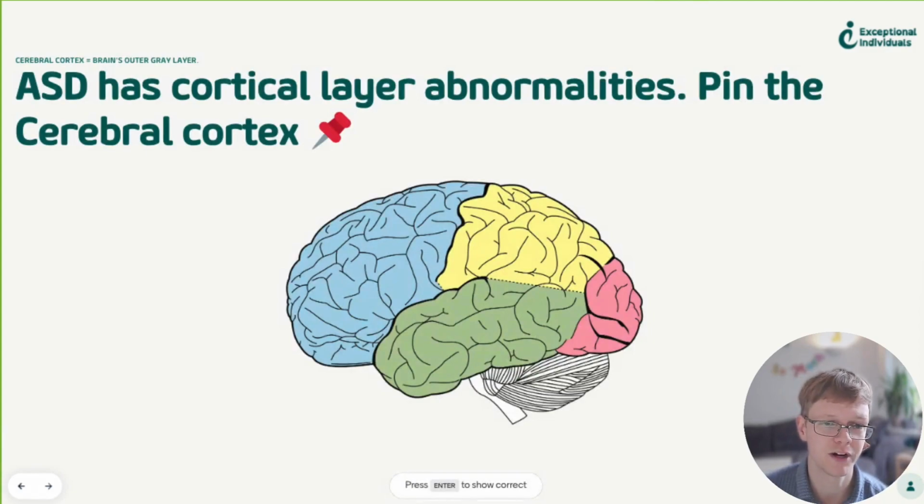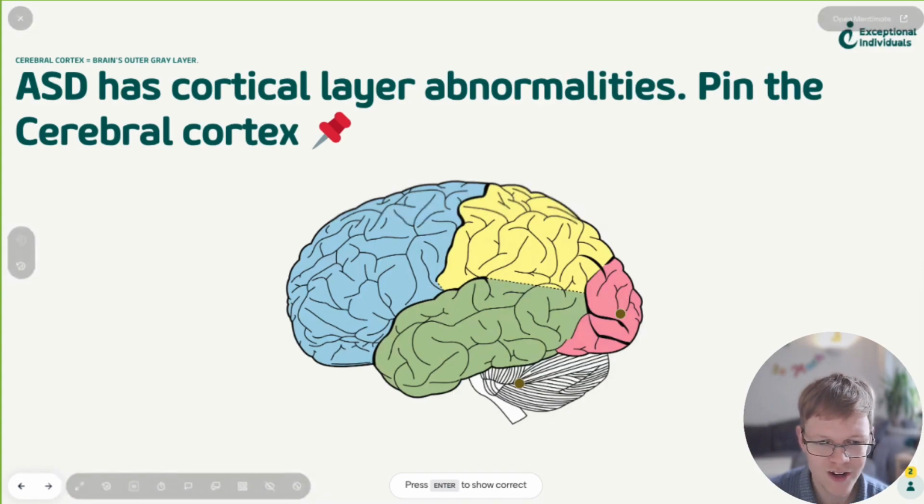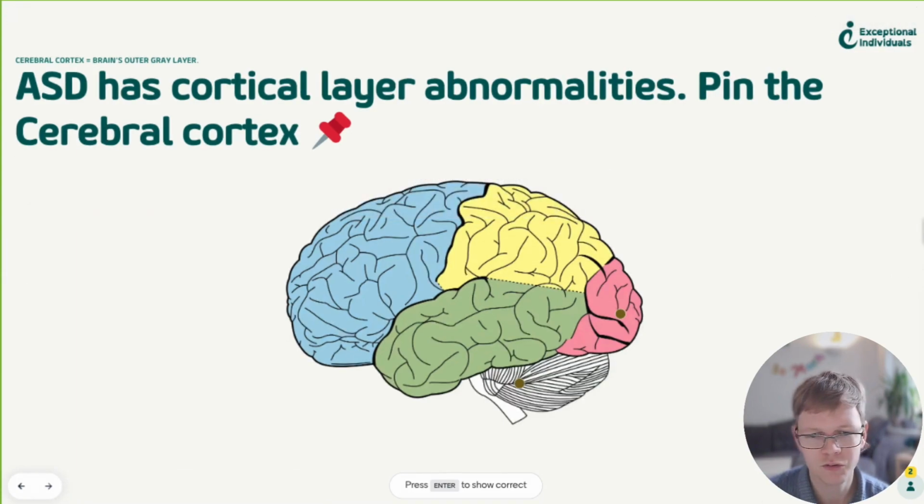When we are looking at the brain, we do notice that the cerebral cortex is a bit chunkier in those with autism. But where is this cerebral cortex? Put a little pin on where you think this cortex is. Wow, okay, we are all over the shop. Anyone else? Where is this? Here's a bit of a trick question, by the way.